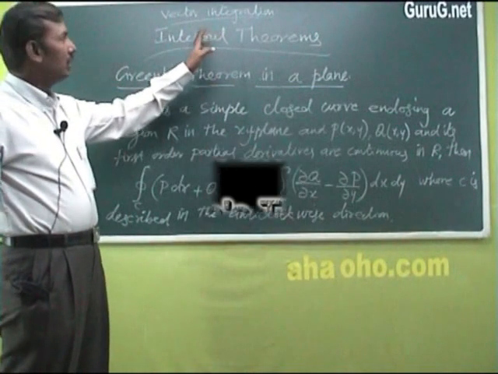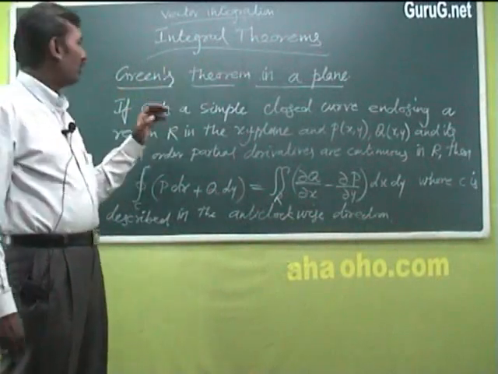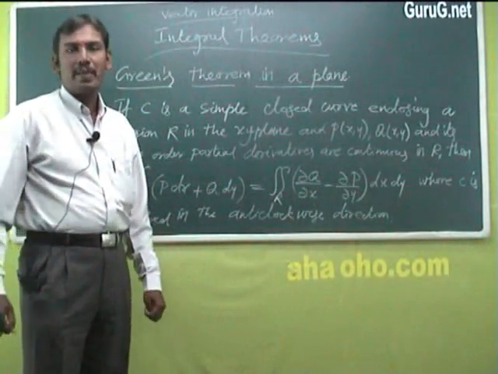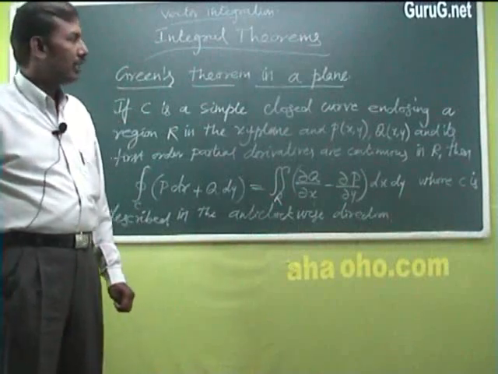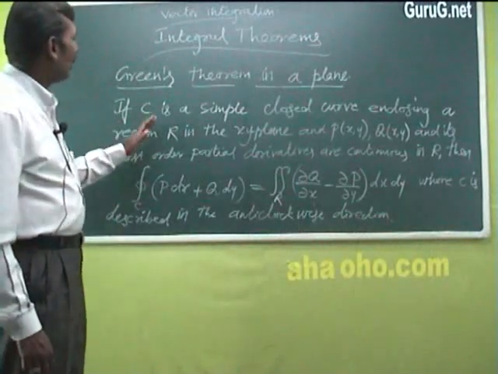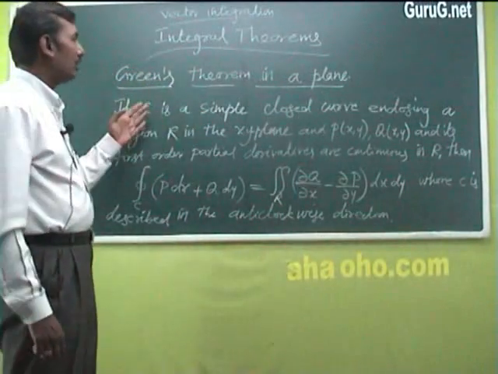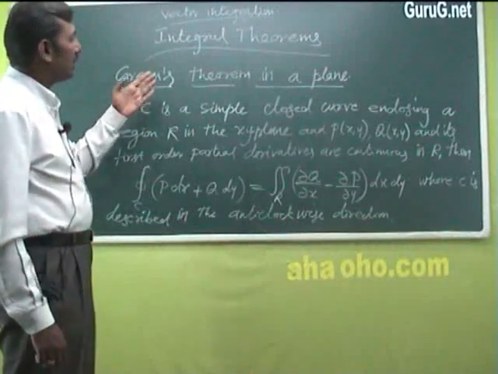Vector integration. In this vector integration we have three integral theorems. The first one is Green's theorem, the next one is Stokes theorem, and the third one is Gauss divergence theorem. So we have three theorems in this vector integration. We have only the statements of the theorems, no need for the proof of these theorems. The first theorem, Green's theorem in a plane.